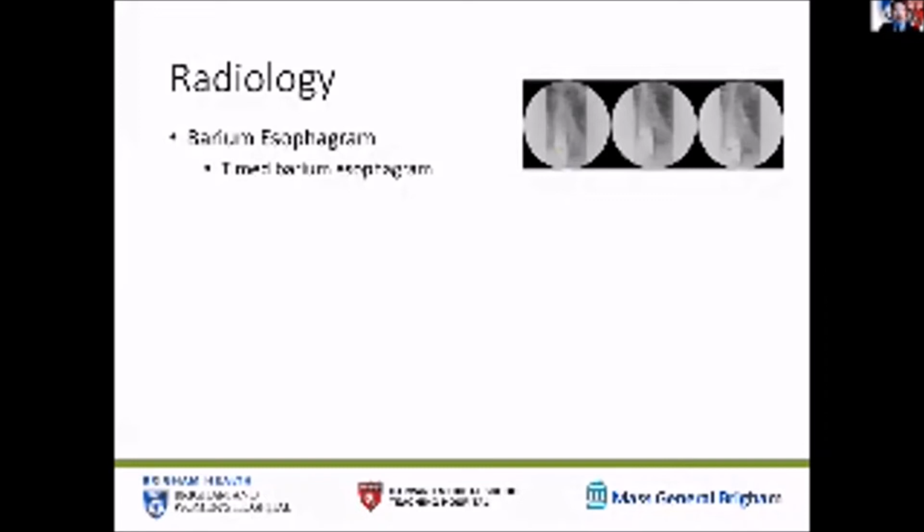The radiologist can then measure the column height at the different time points to determine how well the esophagus is emptying. And it has been shown to be useful in diagnosing and monitoring of achalasia patients.